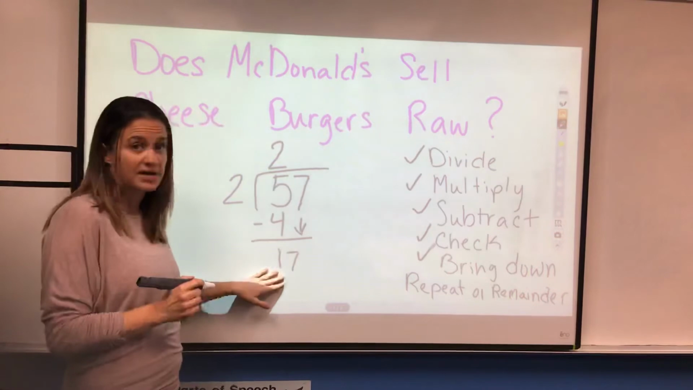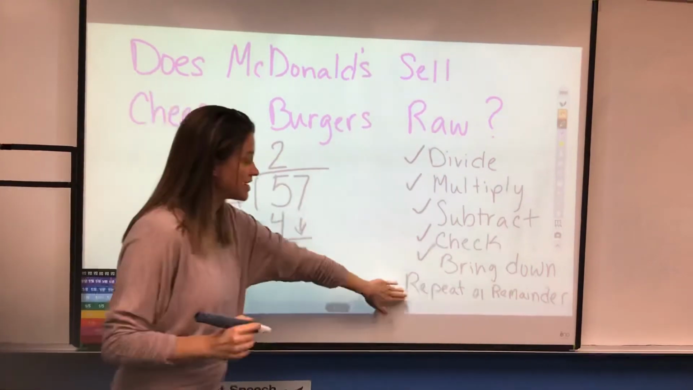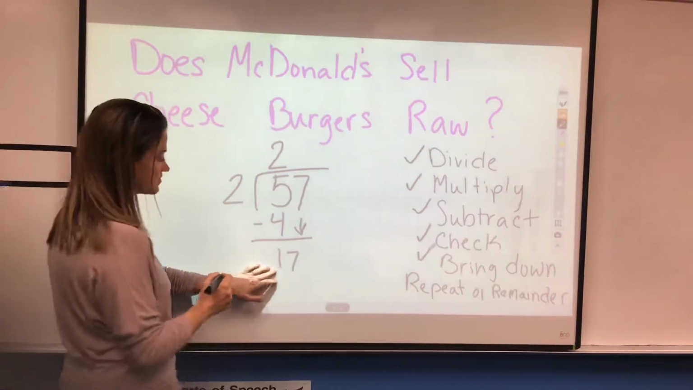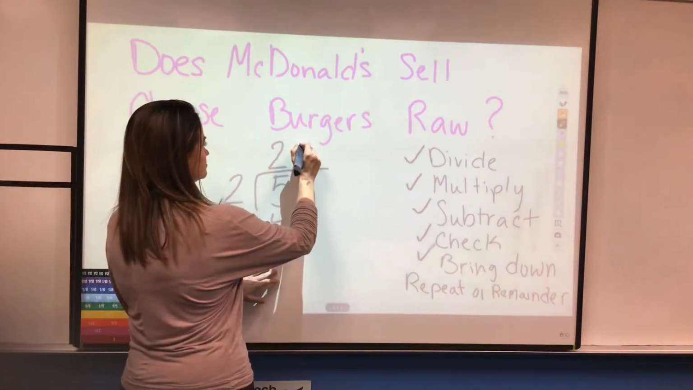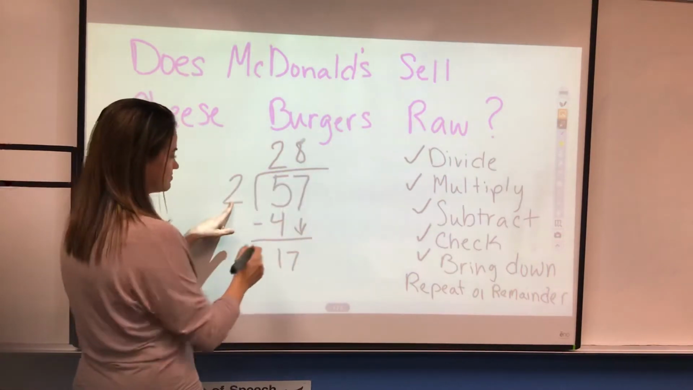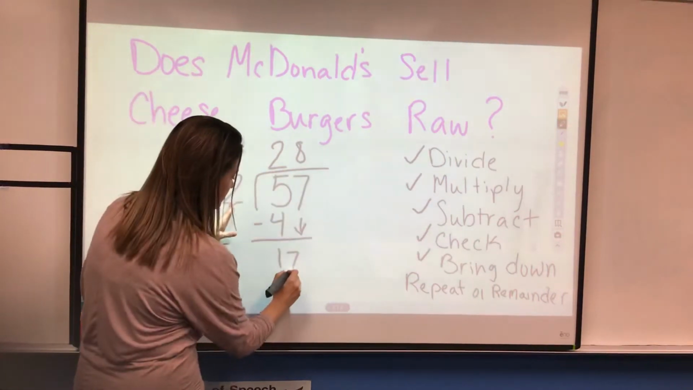Well, I can still divide, which is step 1. So I'm going back to repeat. I'm having to repeat all my steps again. So now 2 goes into 17, 8 times, sorry, I drew a blank there. And 8 times 2 is 16.